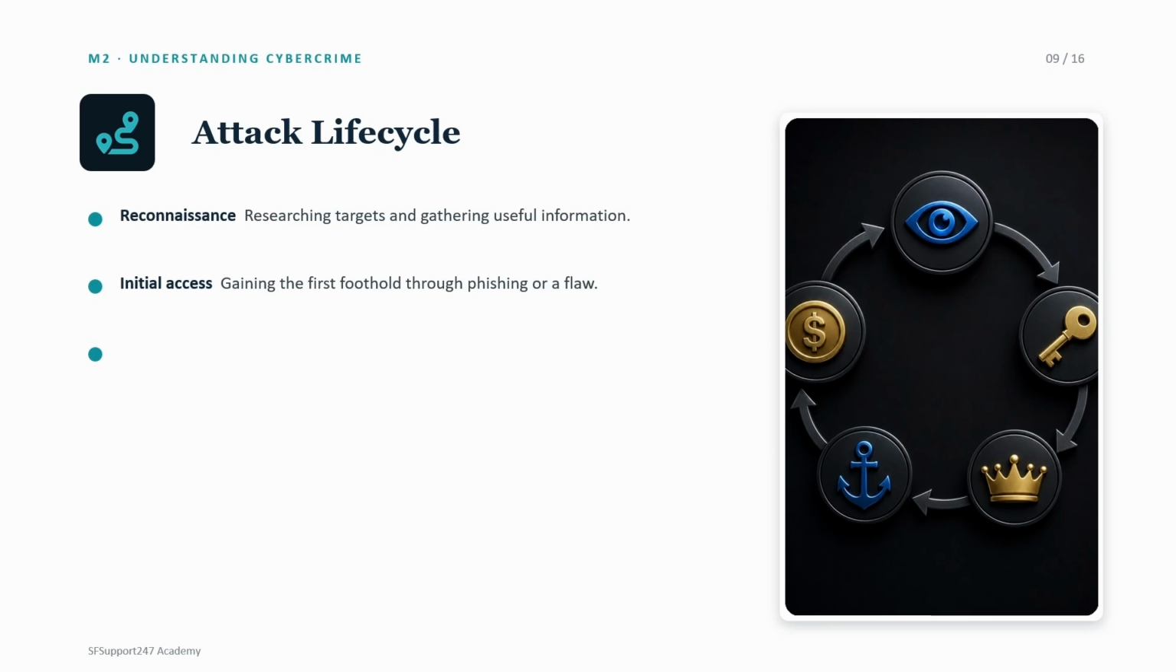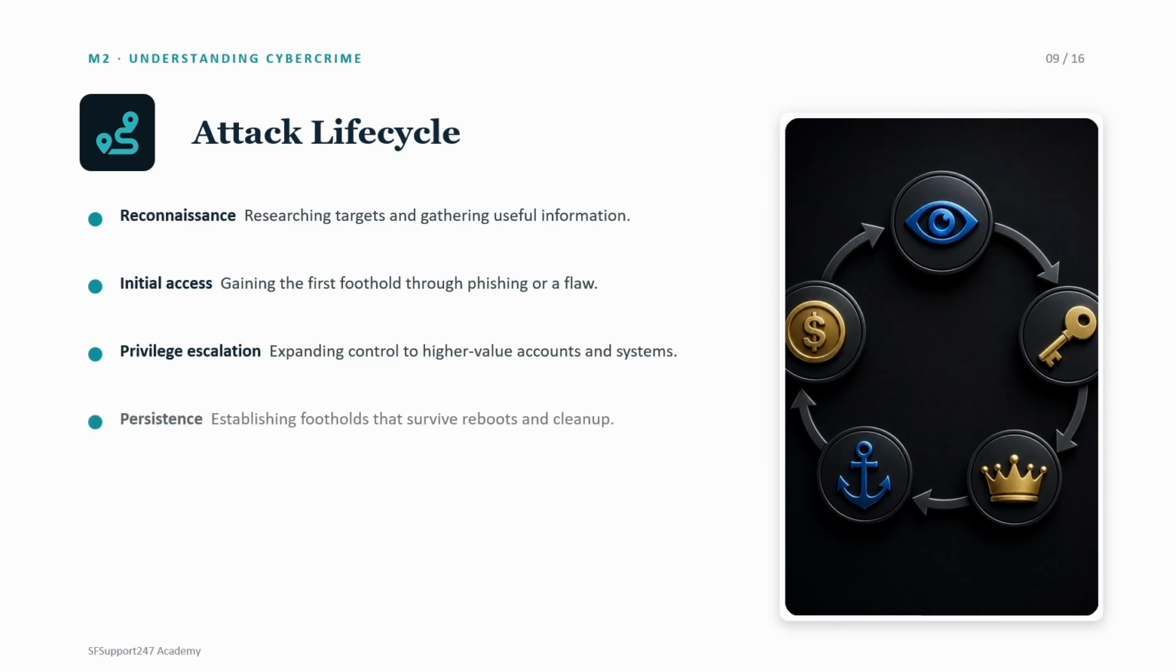The initial access, gaining the first foothold through phishing or a flaw in the way they keep their system. Privilege escalation, expanding control to higher value accounts and systems. Generally, these hacks happen because they need some reward for their hacks, right? Either financial reward or, like we mentioned previously, something else. So generally, the targets will be higher value accounts or systems.